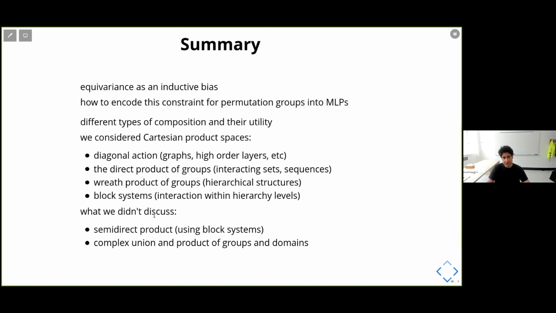And there are actually more complicated setups where we can use compositionality. We can have a complex combination of union of domains, product of domains, and groups acting on them, and composition of groups, again, product of groups acting on them. So I'll leave the formalization of that to future work.